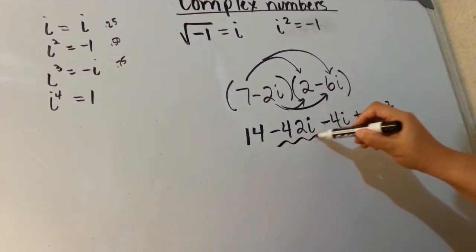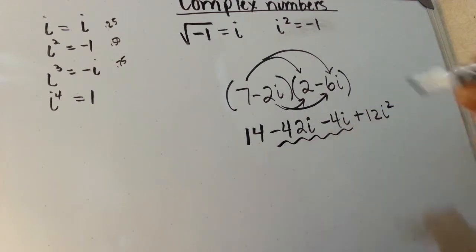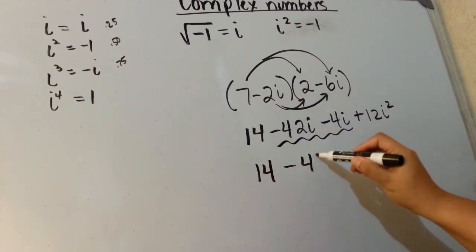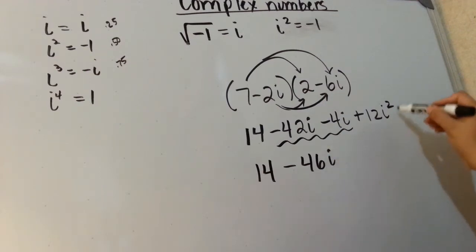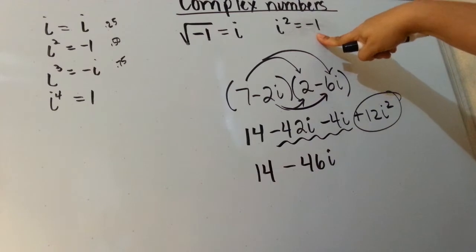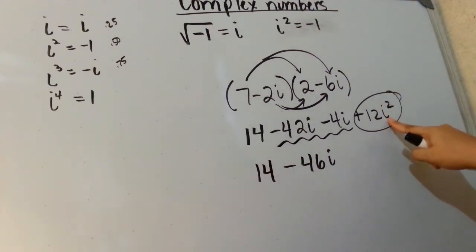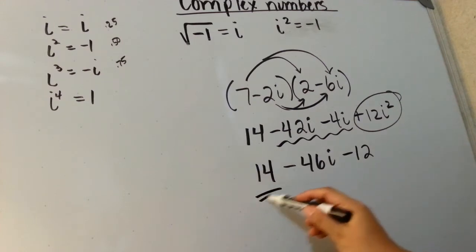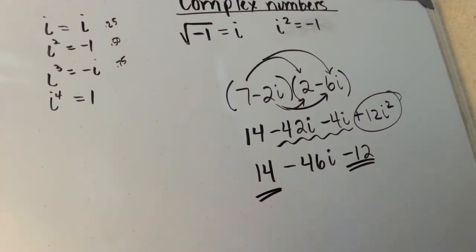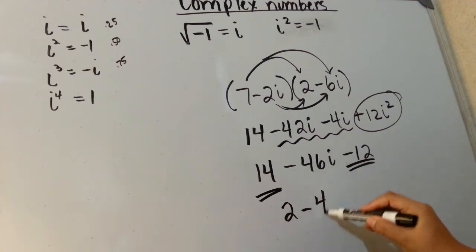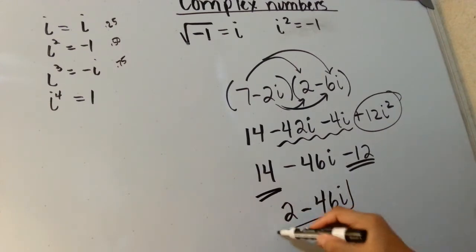And then you can see that the two middle terms are like terms, so we can combine that. Minus 46i. And then this right here, you see that i squared? That i squared is a negative 1. So 12 times negative 1 is a negative 12. And then you have to consider that this is real and this is real, so we need to combine them. 14 minus 12 is 2. So this is 2 minus 46i.